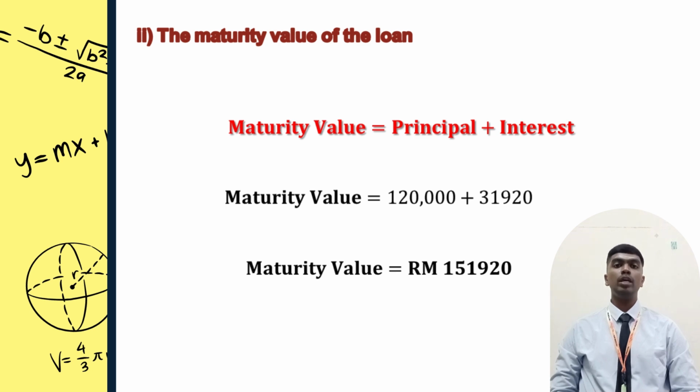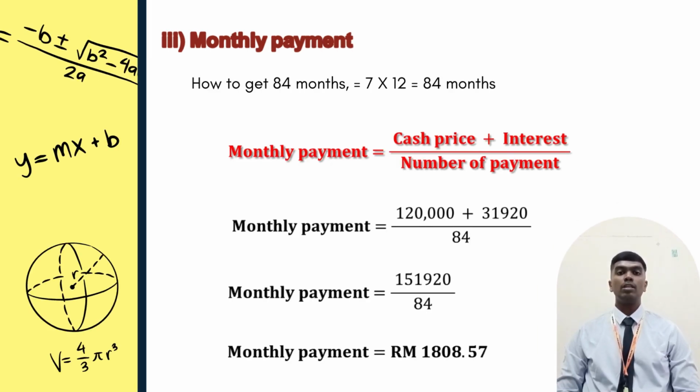The second part is the maturity value of the loan. To find the maturity value, we must use the formula maturity value equals principal plus interest. Maturity value is RM120,000 plus 31,920 ringgit, and the final answer is RM151,920. To find the monthly payment, we must use the formula monthly payment equals cash price plus interest divided by number of payments. Before that, how to get the 84 months? 7 years times 12 equals 84 months.